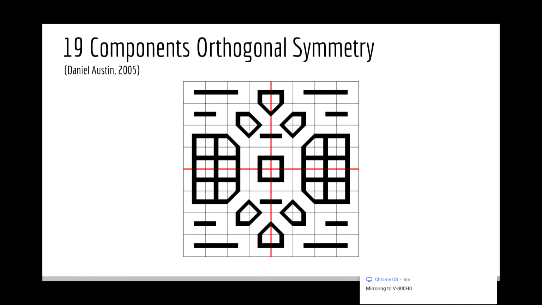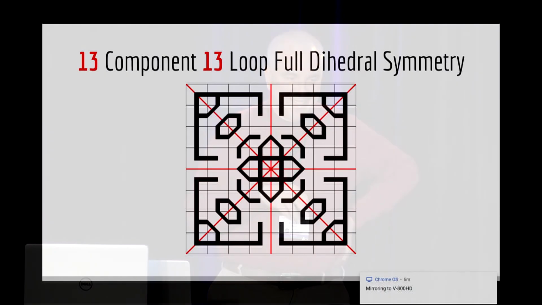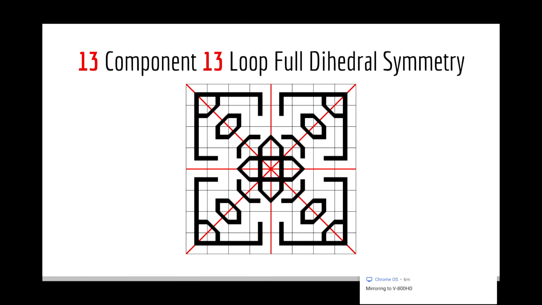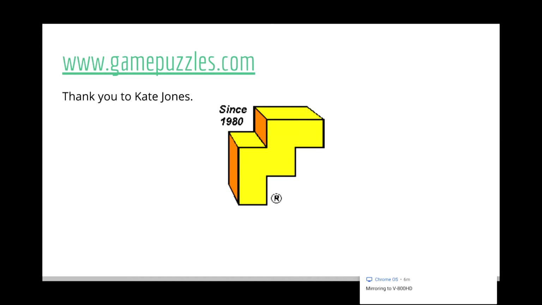But it irked me that I haven't shown you 13 yet, and that we don't have rotational symmetry. So by tweaking the tile set in ways that are described more in my paper, I tweaked the set of tiles, and here's my 13 components, 13 loops, and full dihedral symmetry with a modified tile set. Thank you. And thank you, Kate Jones.